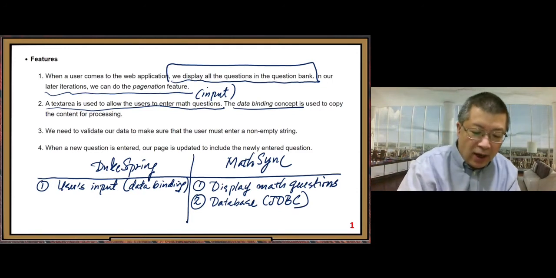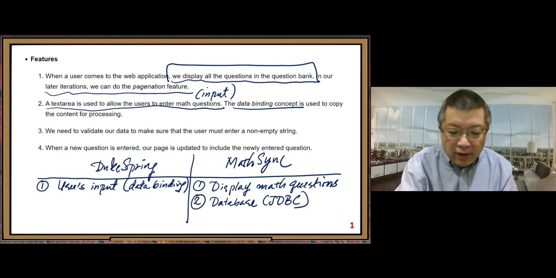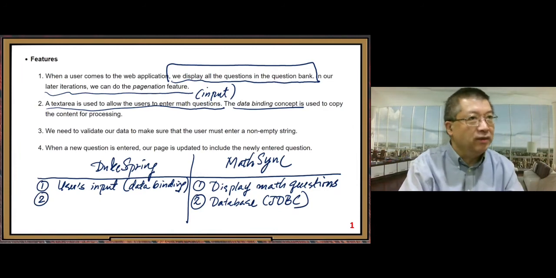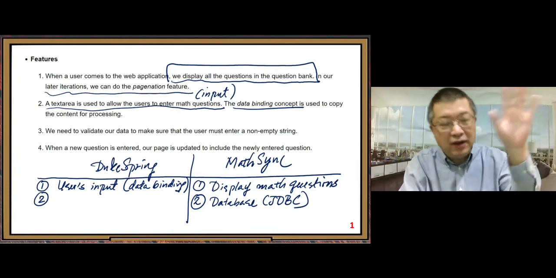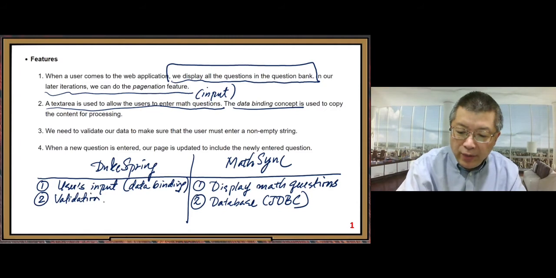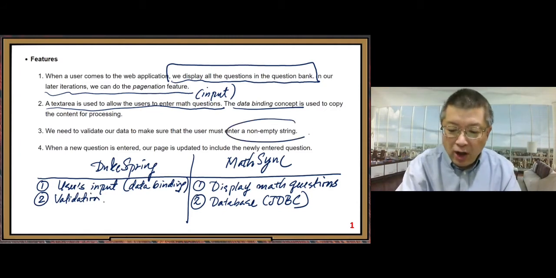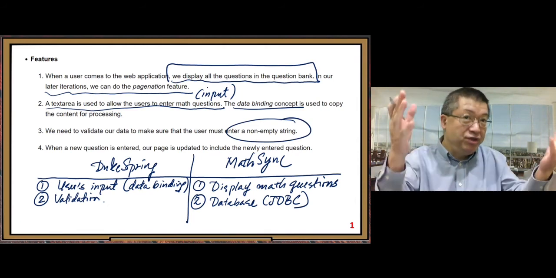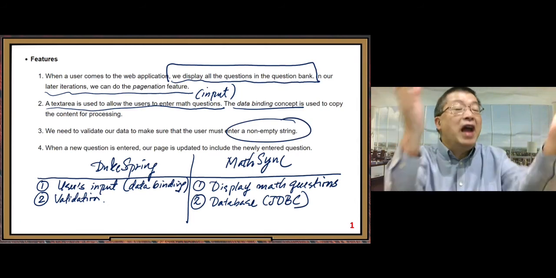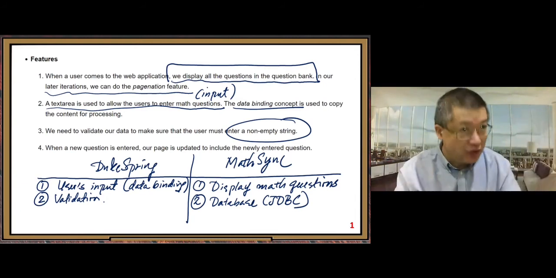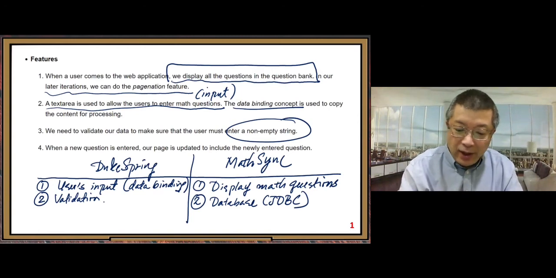So, all right, we need to validate our data. So validation is also from the Duke Spring, the Spring MVC validation part. And when we do validation, we just do the simplest validation, a non-empty string. So basically, we just use Duke Spring's validator, modified slightly so we can get this feature. All right, so next one.